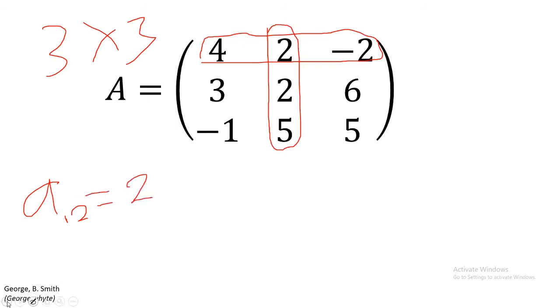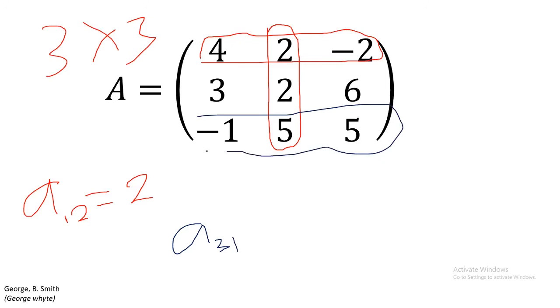Another example is what if you're asked to look for A31. A31, that is row 3. This is your row 3. Then 1, that's your column 1, and this is your column 1. So A31, this is where it meets. So A31 is equal to -1. Okay, so that's a good example of what you call a matrix and the general representation of every matrix you have.